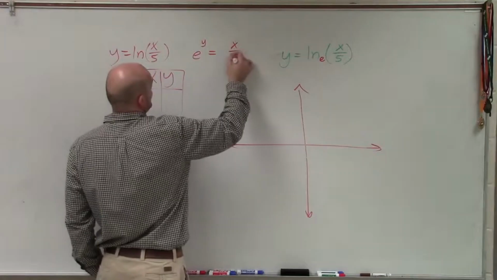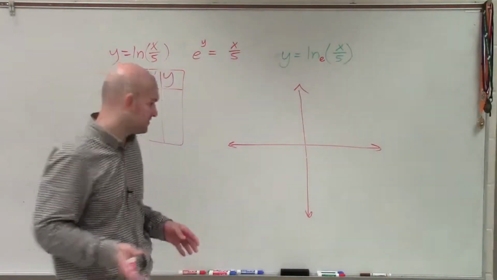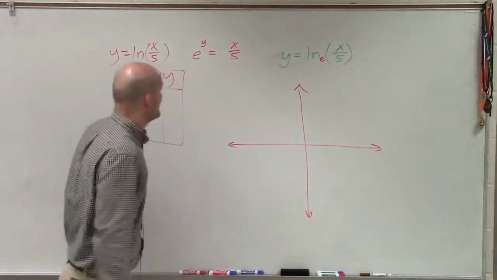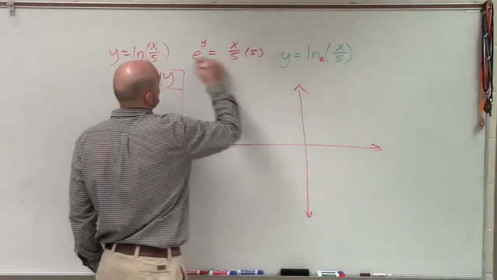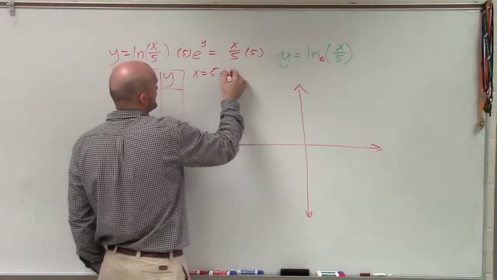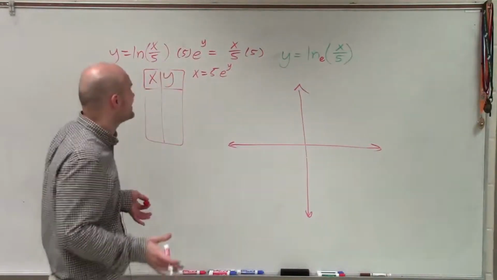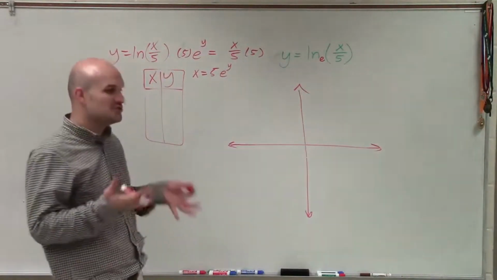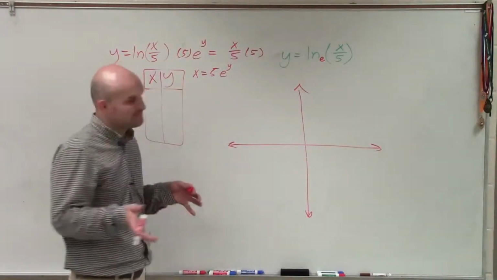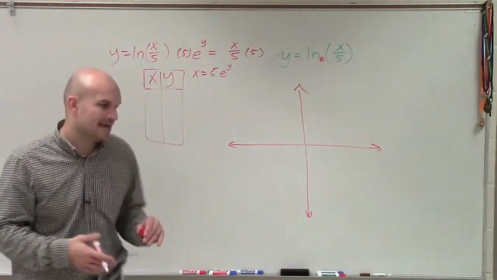equals x over 5. Now, ladies and gentlemen, when we're dealing with e, it's a little more difficult than just choosing integers, because e is an irrational number. So I could multiply by 5, and therefore my x values are going to equal 5 times e to the y. It kind of gets a little crazy. We're just going to choose some values and approximate them as best we can, to at least set up some graphs.